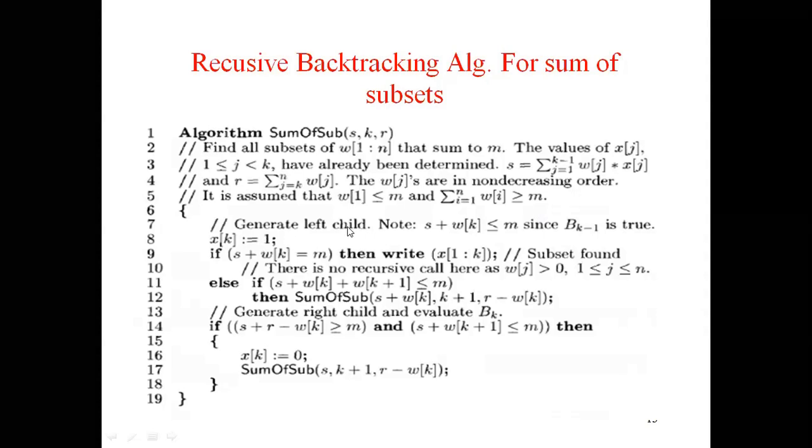So generate the left child if s plus w of k is less than or equal to m. Since B k minus 1 is true, x of k is equal to 1.